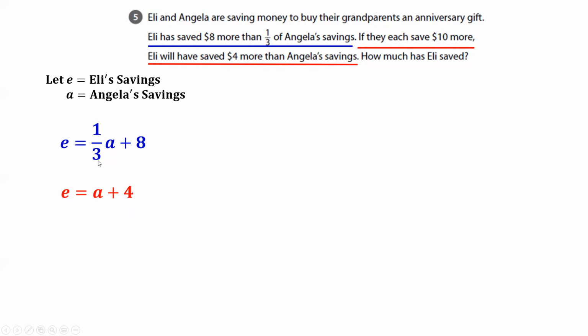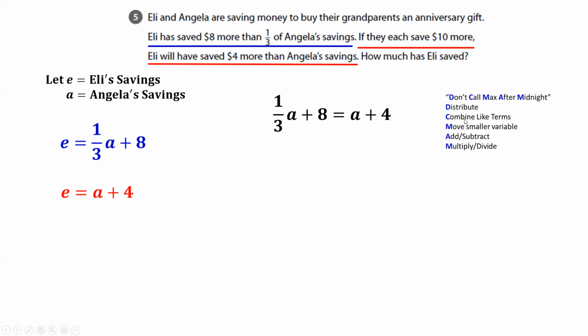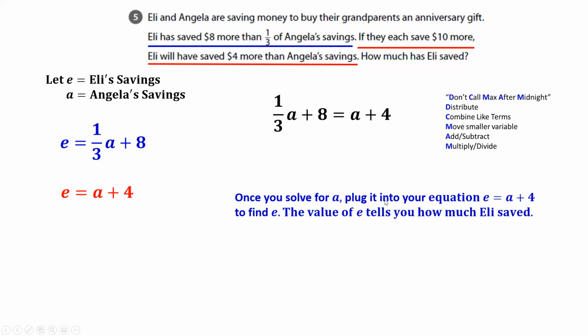And now you're going to notice something. Both of these equations equal E, or both of these equations equal Eli's savings. Since they're both E, that means we can set them equal to each other. I can set the piece in blue equal to the piece in red. These are both Eli's savings. This is going to then allow me to use Don't Call Max After Midnight to solve for A. And once I solve for A, I'm then going to plug it into my equation. I can plug it into the equation in blue or the one in red, but I think this one's going to be a lot easier.